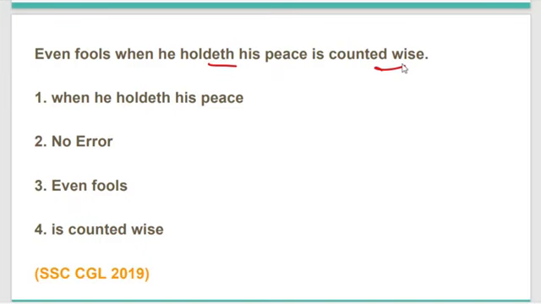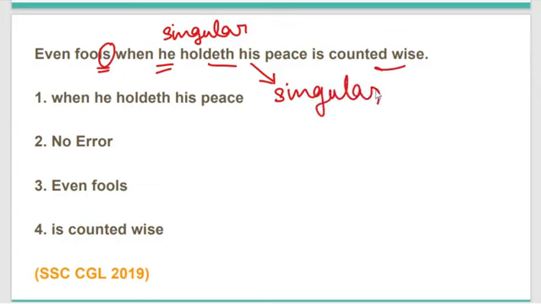Usually in this kind of questions, the grammatical error is actually focused, because if the literal meaning is focused, usually students are not able to answer those. So usually the grammatical meaning will help you to find out the error. Now let's try to find out where the error is residing. Well, even fools. Here it is written fools. According to noun, it's plural, right? Even fools, when he, is written singular pronoun. Holdeth his, singular pronoun. His peace is counted wise.